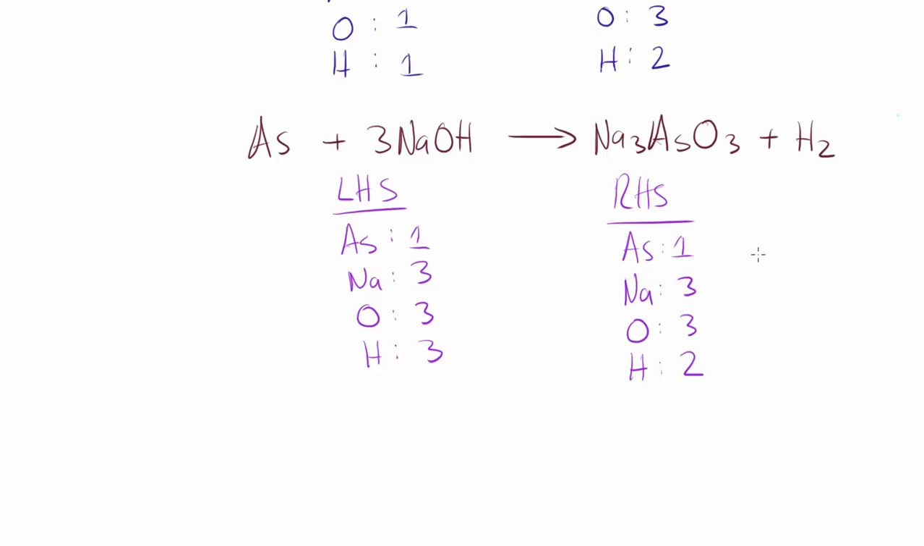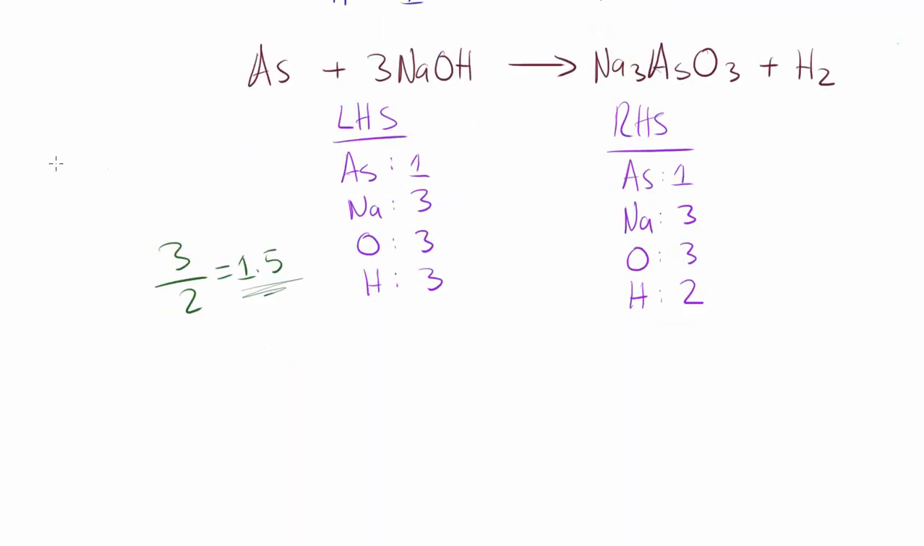Well, if we divide the larger number by the smaller one, so this is the number of hydrogens on the left hand side by the right hand side, that's going to be 3/2, right? Of course, that's going to give us 1.5. So this is the multiplier that we need to bring into our equation on the right hand side in order to make things balanced.